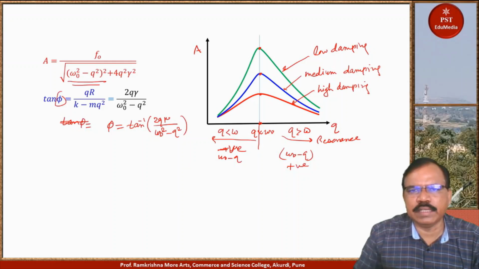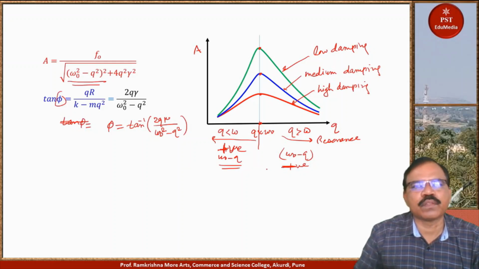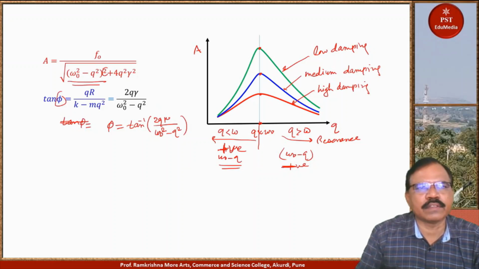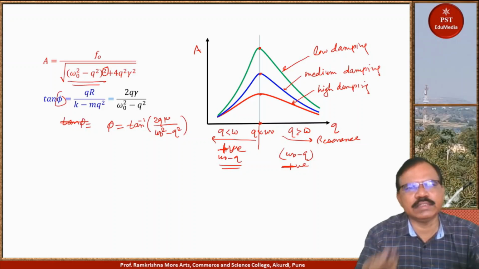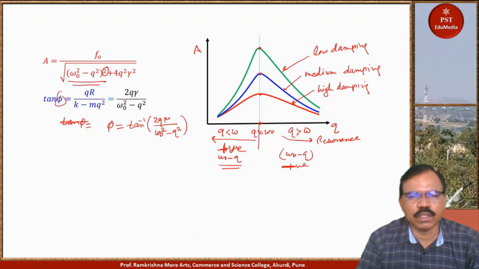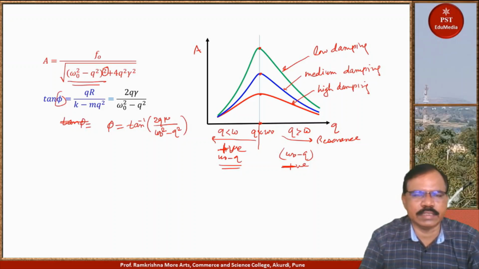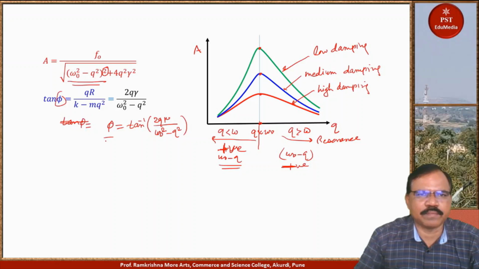Omega 0 minus q: here it is negative and here it is positive. But what happens here? We have a square. So maybe negative, but its square becomes positive. So that increases on both sides, so amplitude decreases. What happens to tan phi?